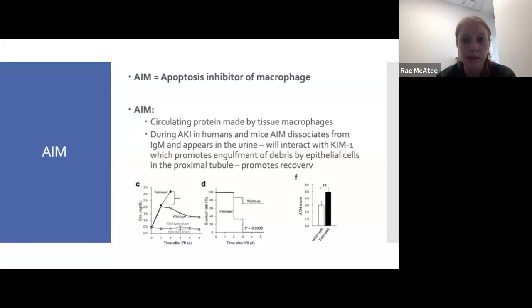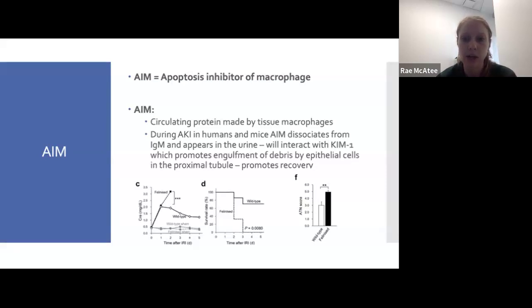They also looked at mice that had the normal wild type AIM, and then felinized mice, so mice that express the feline AIM, specifically the three domain, I believe they looked at with AKI, and found that these felinized mice had higher creatinine levels, and none of those mice survived.